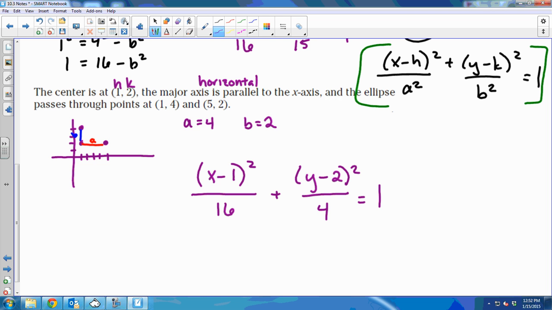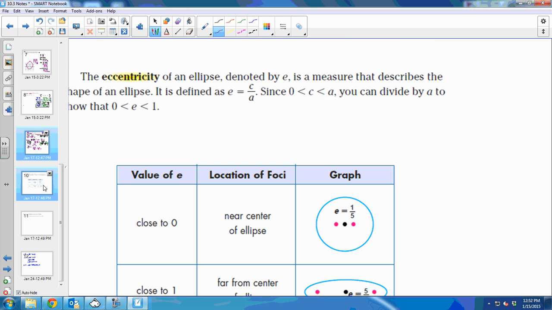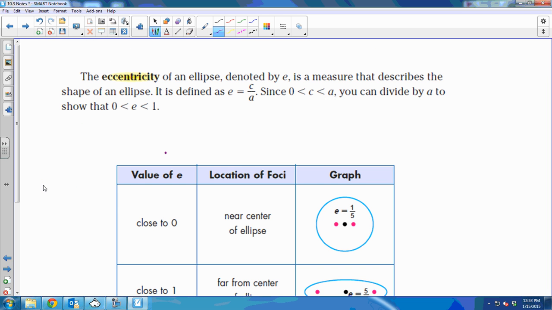Alright, flip your notes sheet over then. I'm going to teach you one more vocabulary word, and then we'll use that to do the last example. Alright, so there's no questions about the first three. Okay. The eccentricity of an ellipse. It tells you kind of what the shape of an ellipse should be.